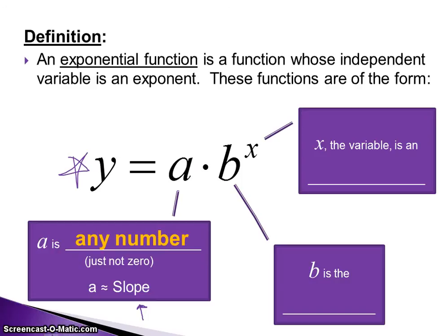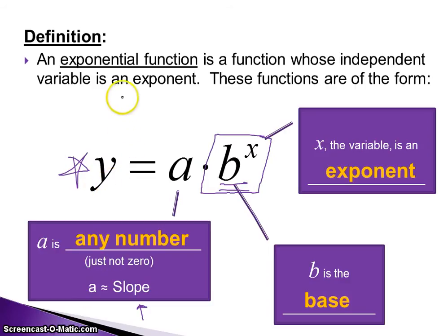b we're going to call the base. And we're going to say that name quite a lot throughout this whole chapter. b will always be attached to the x. That's how you will know when you're talking about the base. It will always be attached to that power of x. x is the variable, yes, but it's going to be the exponent, and that's why it's special for this section. You're not used to seeing x as the exponent, but that is what we're going to be dealing with now. So this is our general definition, our general form for an exponential function. Anytime you see that x is a power, make sure you recognize that that is the exponential function.